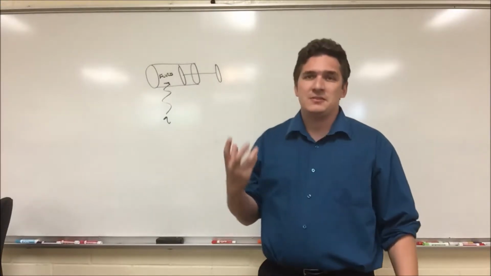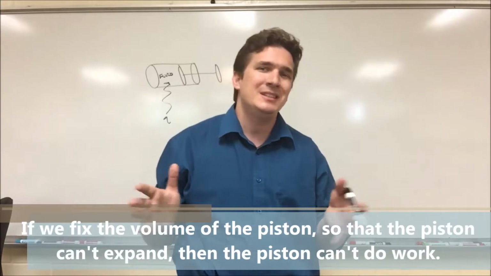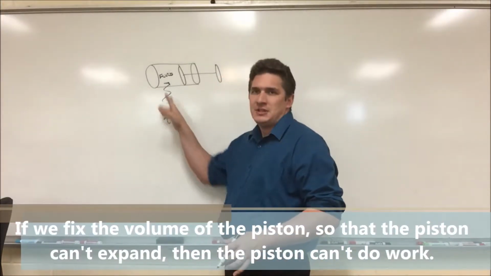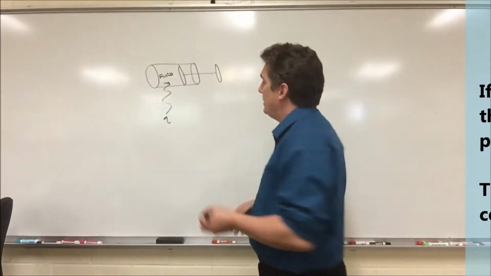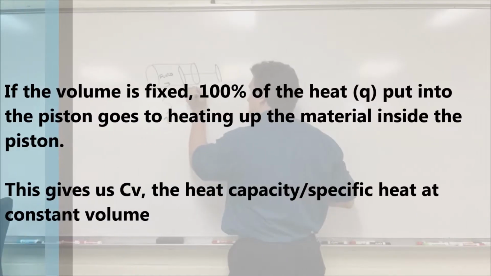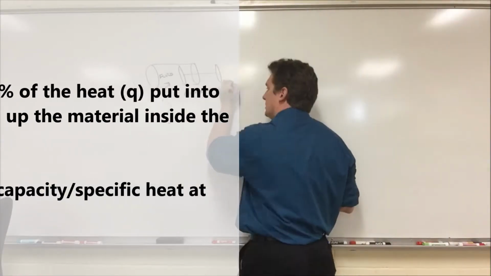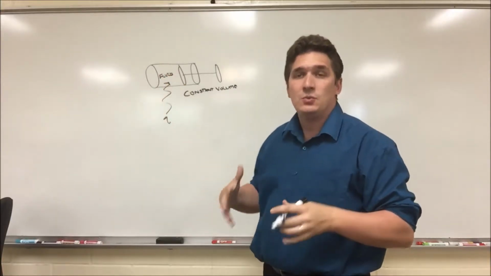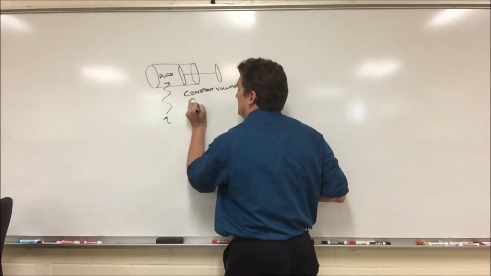Now, if I fix the volume of the piston, meaning it can't move, this means the piston can't do any work. So all that's going to happen is that all this heat's going to go into the fluid and it's going to go 100% to increasing the temperature. So for a constant volume, every joule of heat we add to the fluid increases the temperature. And so we would relate that change in temperature and mass to what's called the C_V.